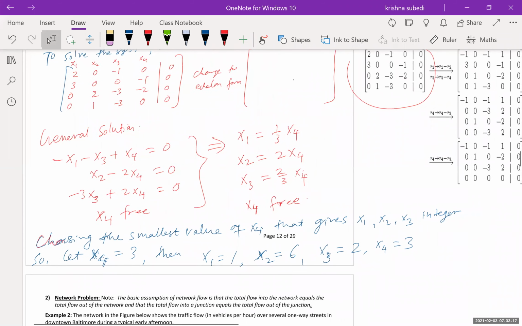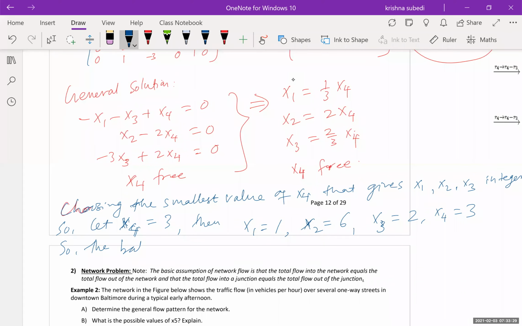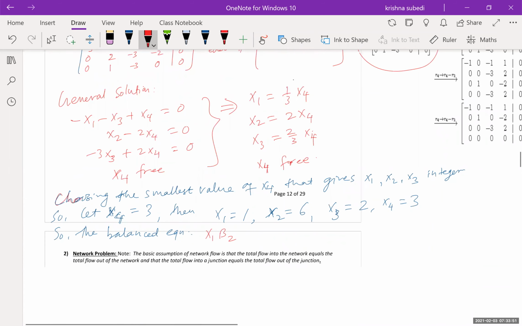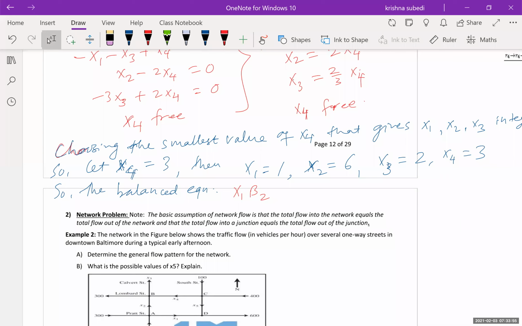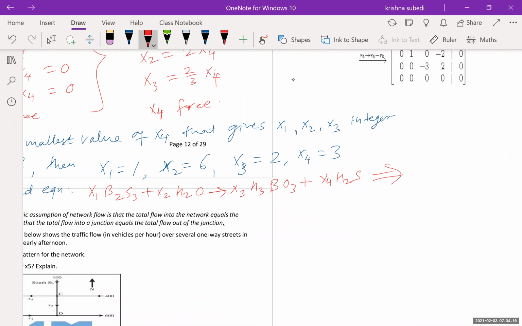So that means the balanced equation is, remember the equation that we consider is x1 Be2S3 plus x2 H2O gives me x3 Be(OH)3 plus x4 H2S. So this will convert into, just substitute the values now.